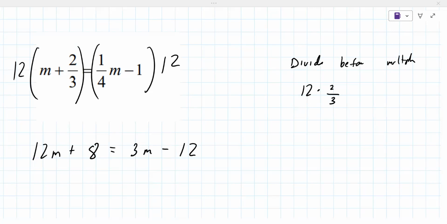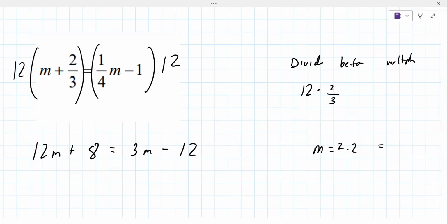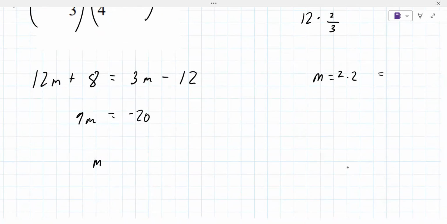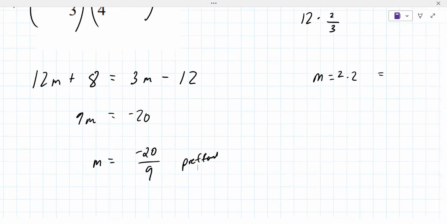Okay, I got 2.2. Okay, so you did get a fractional answer then. So you might have gotten something like, let's see, you got 9m because you subtracted 3m, so you get 9m minus 8 equals minus 20. Do you mean negative 2.2? Oh yeah. So this is preferred. The improper fraction is preferred, not the decimal approximation.